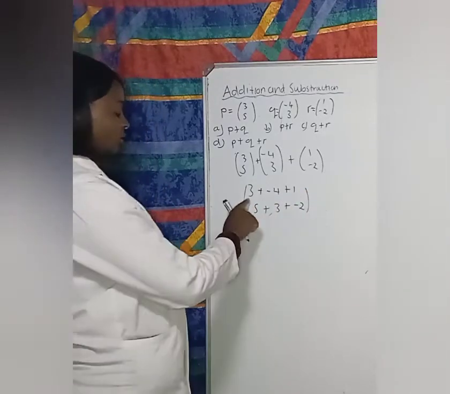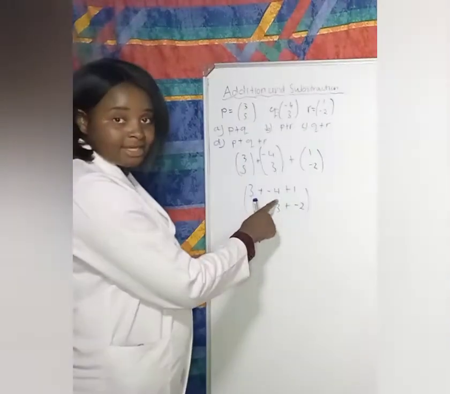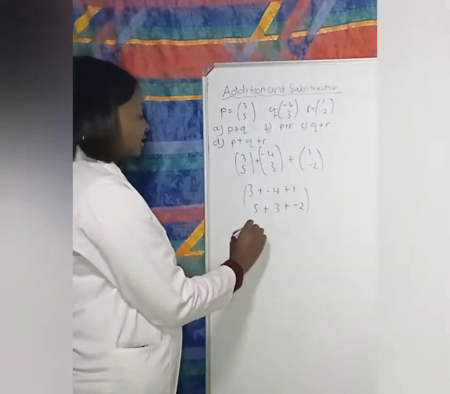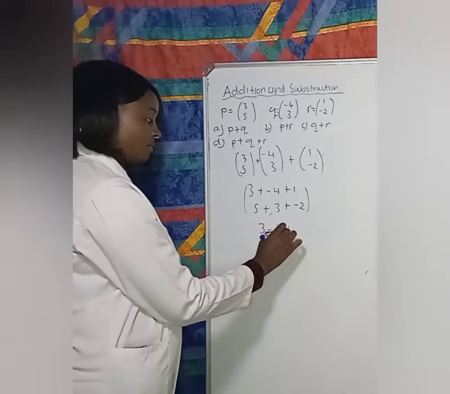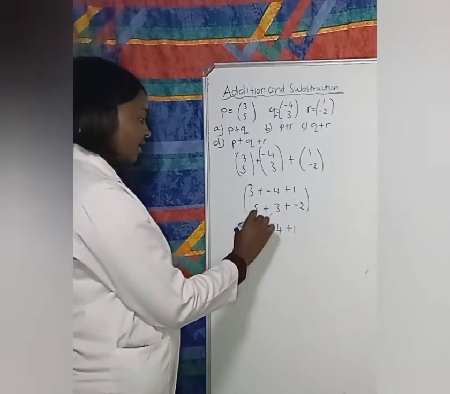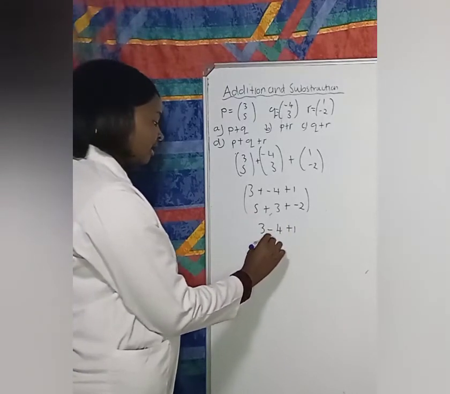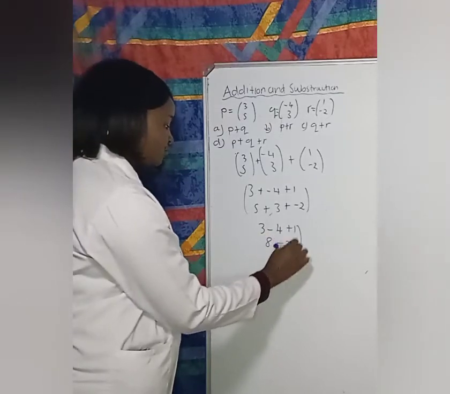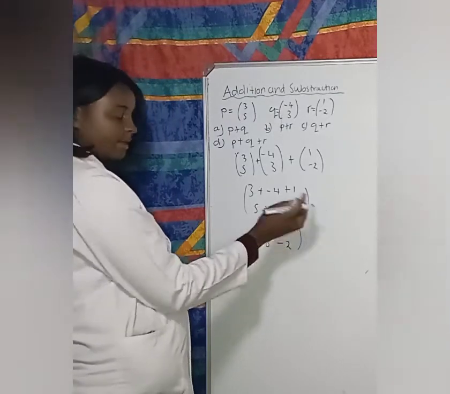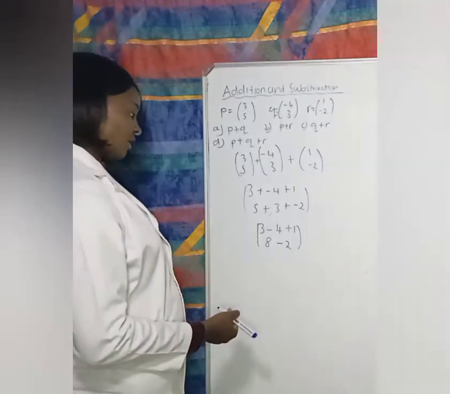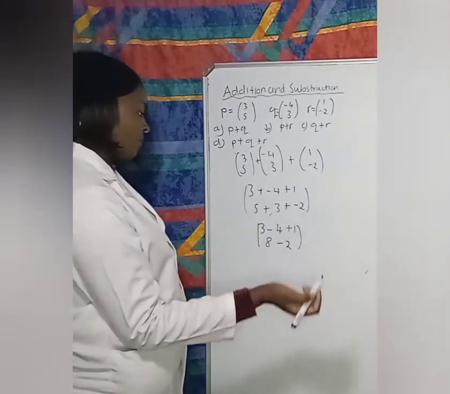Okay, so 3 plus and the minus, they give us a minus. So it's 3 minus 4 plus 1. Down here, 5 plus 3 is 8 minus 2. Why am I saying minus 2? Because the plus and the minus will give us a minus. So now, 3 minus 4 plus 1.